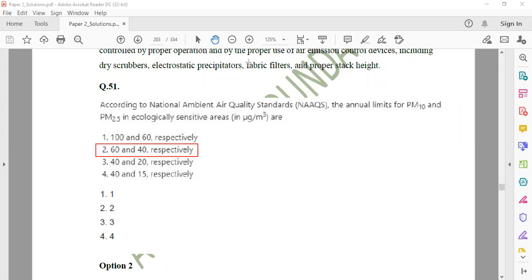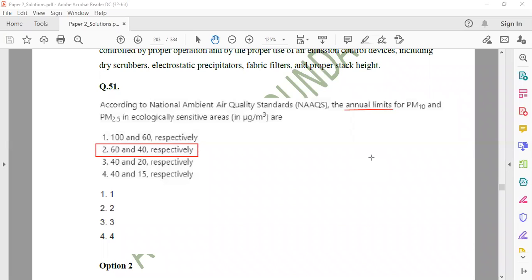because they have mentioned strictly annual limits, so you have to see annual limits, because they are not asking 24 hour. अगर 24 आवर पूछते तो यहीं पे ये 100 और 60 हो जाता. If they had asked 24 hour, it would have been 100 and 60, but because they have asked annual limits, the annual limit for PM10 is 60 microgram per meter cube. On the other hand, PM2.5 it is 40 microgram per meter cube. So option 2 would be the correct answer for question number 51.